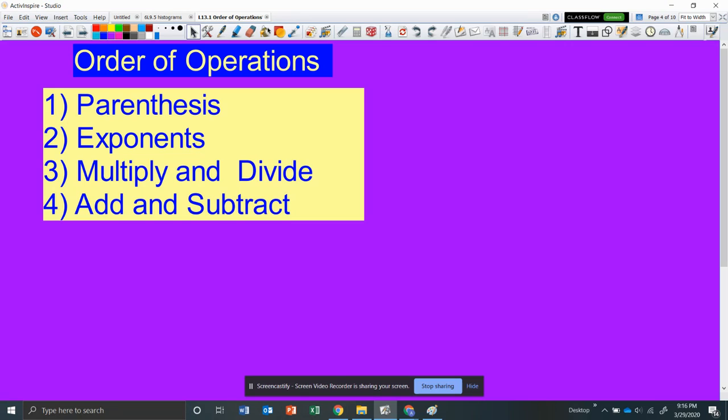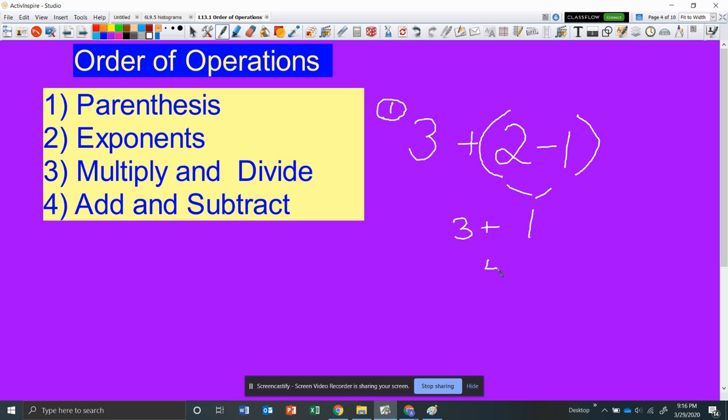So if I have a problem that says 3 plus (2 minus 1), and the 2 minus 1 is in parentheses, then I actually have to do that part first, okay? So my first step would be to do parentheses first. That would make this part equal to 1, and then 3 plus 1 is equal to 4, okay?